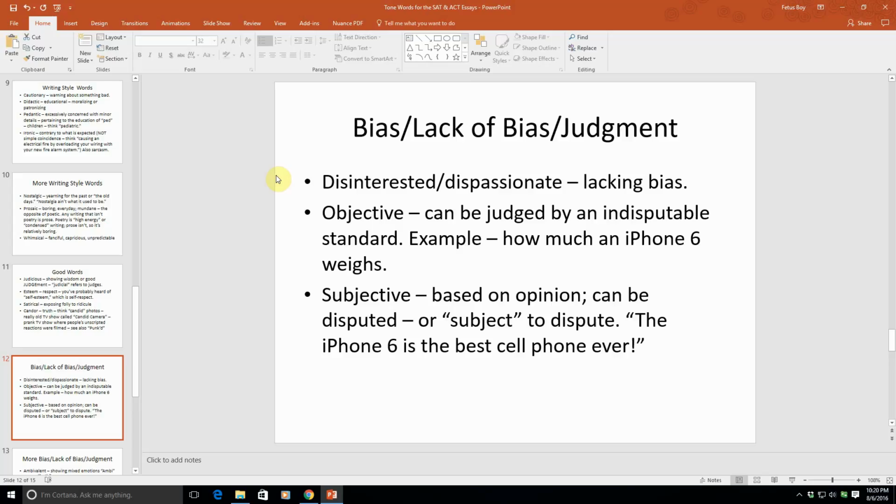Objective can be judged by an indisputable standard. For example, it's really easy to find out how much an iPhone 6 weighs. You can just put it on an accurate scale and you know how much it weighs. The subjective would be based on an opinion, or you can think of it as disputed or subject to dispute. If I say the iPhone 6 is the best cell phone ever, that's my subjective opinion. Other people can say, no, it's not, it's terrible, you should get a Galaxy. Things like that.